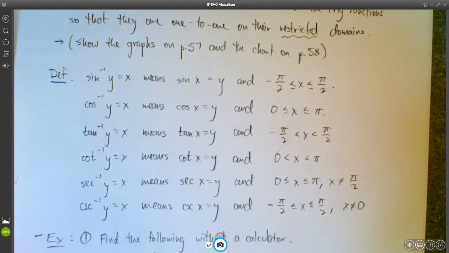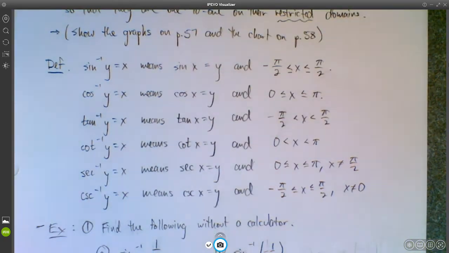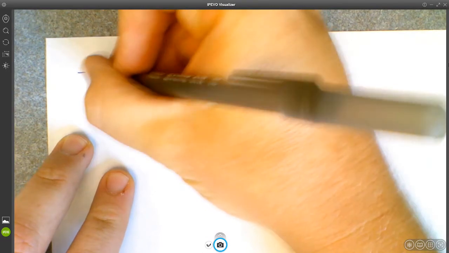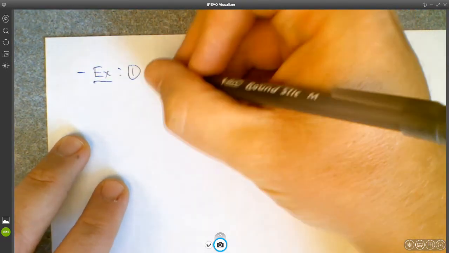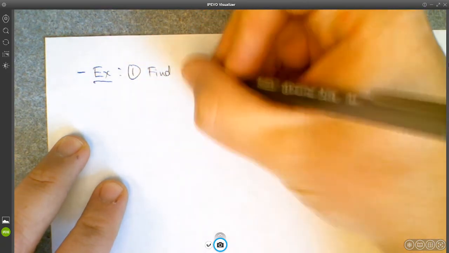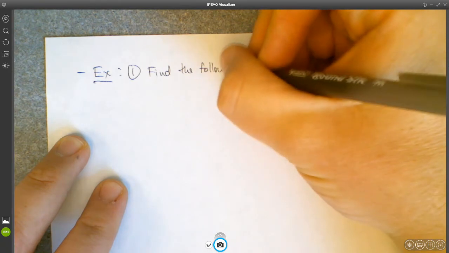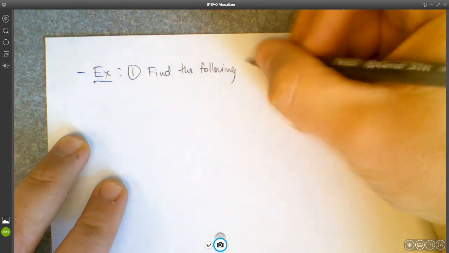I'm not going to read them all to you. You can pause it and read them, write them down if you want to. But what I want to do is walk you through some examples. For some of you, this is old information, like you've been dealing with inverse trig functions for a while now. But for others of you, this may be new. So let's just practice. Let's find the following without a calculator.